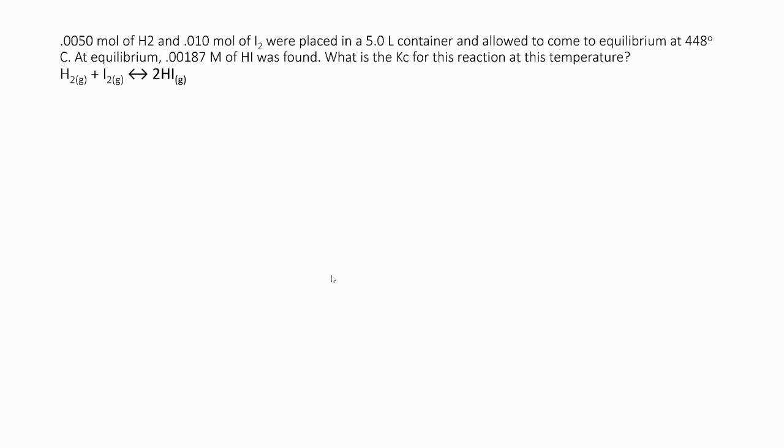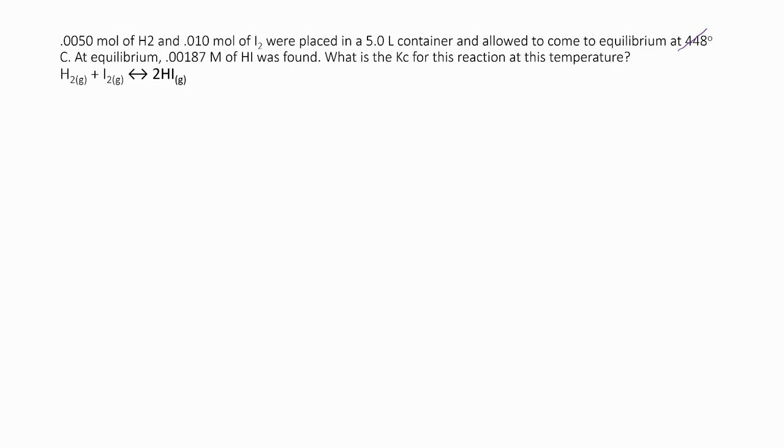0.0050 moles of hydrogen and 0.010 moles of I2 were placed in a 5-liter container and allowed to come to equilibrium at 448 degrees Celsius. At equilibrium, 0.00187 molar of HI was found. What is the Kc for this reaction at this temperature? Okay, again, temperature, this 448 is just there because they're being thorough. Don't need to worry about that.